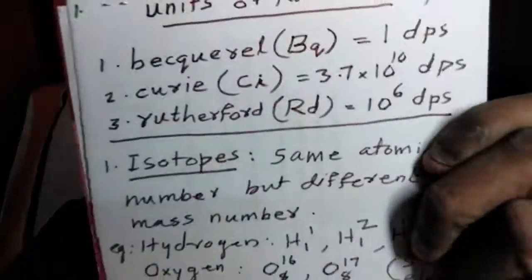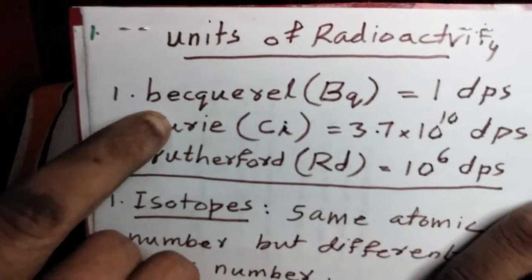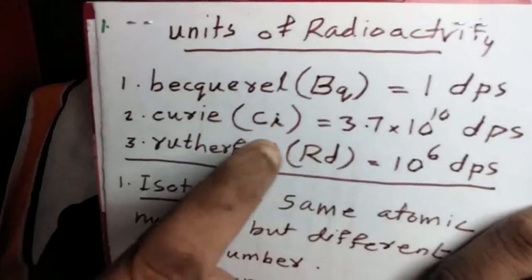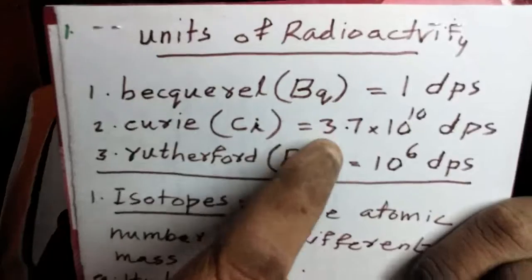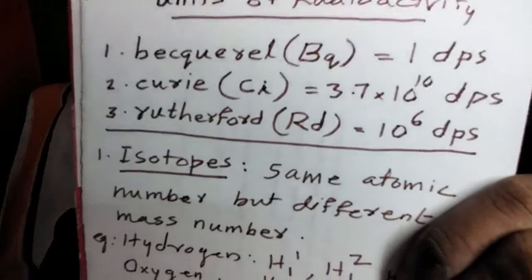Then the activity, or dN by dt, is 1 becquerel. Unit of radioactivity means unit of activity, that is unit of dN by dt, the number of atoms disintegrated per second. That is expressed by these units. Next unit is curie. The starting letter is written in small letter c, then capital C, I. 1 curie means 3.7 into 10 raised to 10 disintegrations per second.